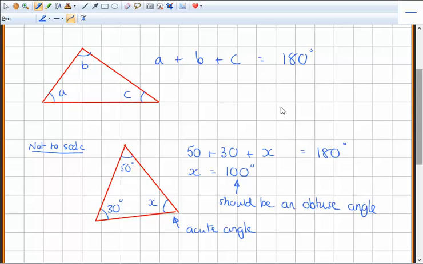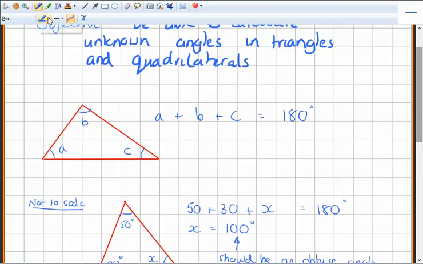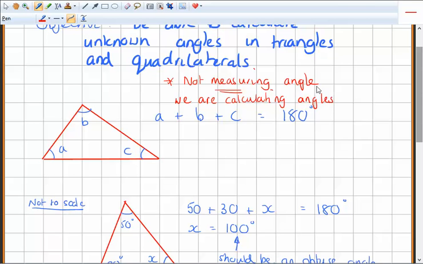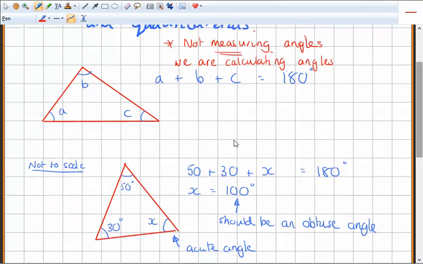But that's the thing. For this topic that we're doing now, there's one big thing we must remember. We are not measuring angles. We are calculating angles. So the diagram itself doesn't really matter. It's just a guide to show us. We don't need to use the diagram to actually do the measurement. We're just using it to do a calculation.